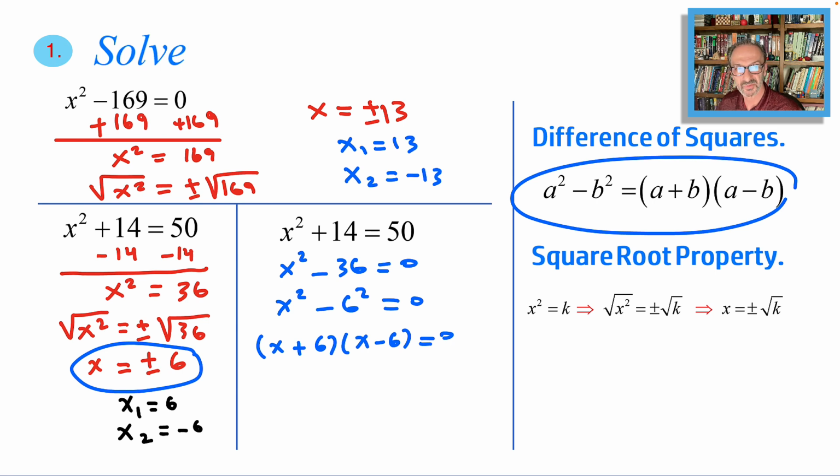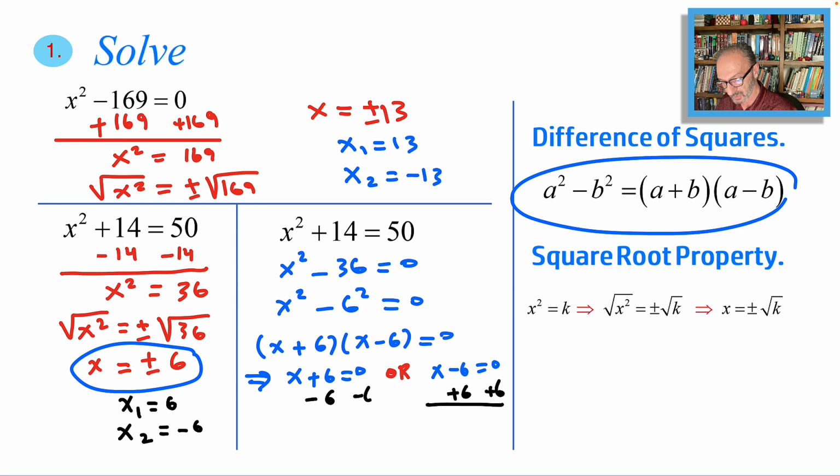Now we could apply the principle of zero product. A times b equals 0 implies that a equals 0 or b equals 0. So this will give me two options. x plus 6 equals 0, or x minus 6 equals 0. Let's subtract 6 from both sides of the first, and add 6 to both sides of the second. That will give me x equals -6, just like this one. And that will give me x equals +6, like this one.